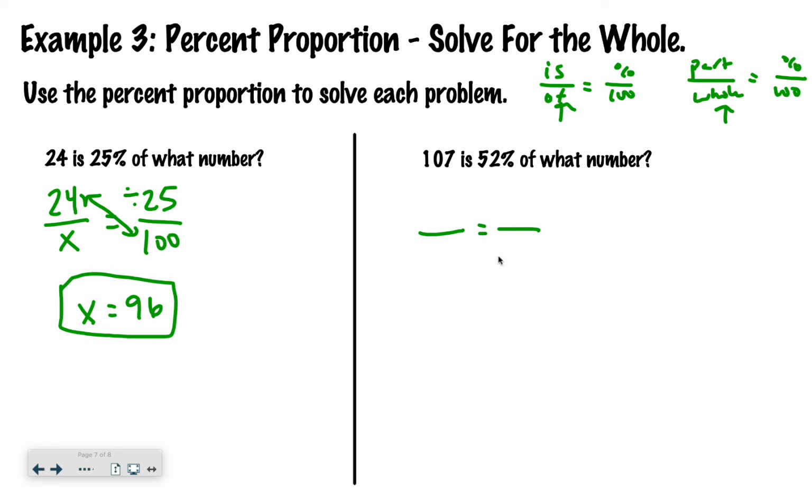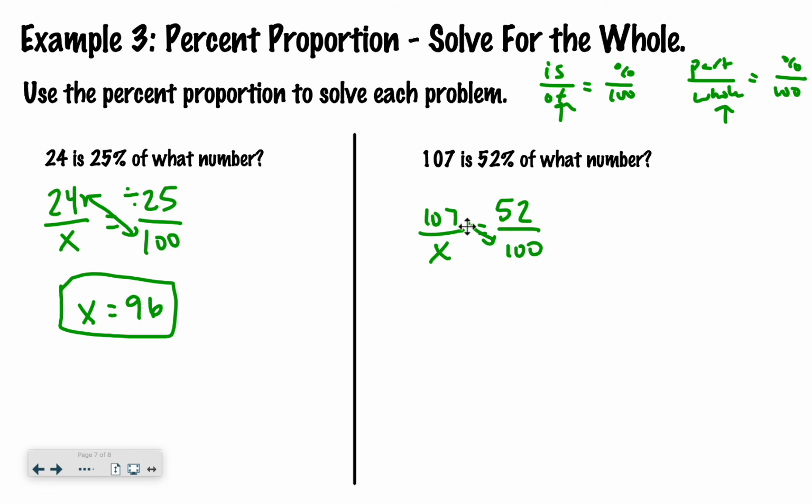Okay, so that 100, I hope you guys have noticed, I haven't said it yet, that 100 always stays. It doesn't matter what you're solving for. The 100 always stays. Okay, and then I have 52%, so I'm going to do 52 over there. And 107 is, so I'm going to put 107 in the is spot, and I'm solving for the of.